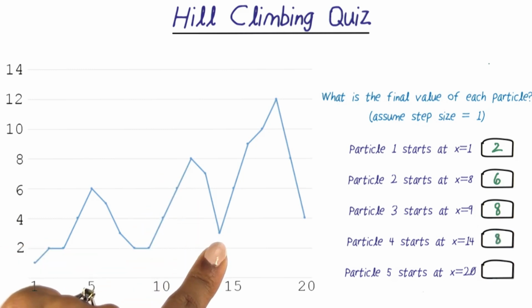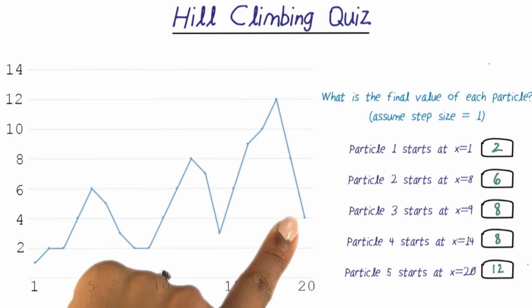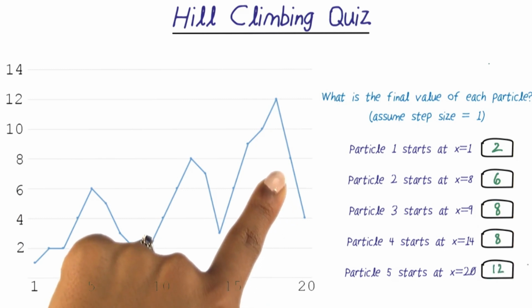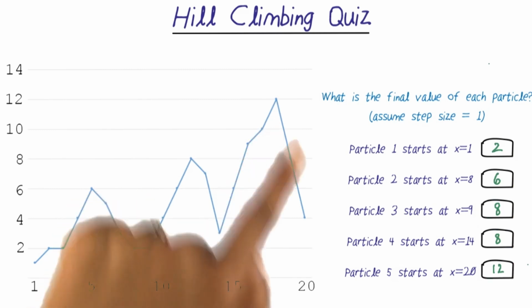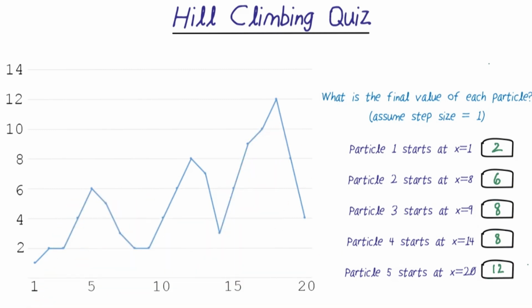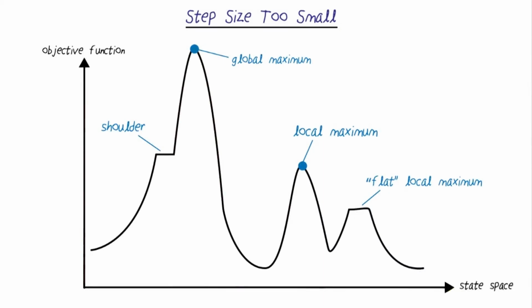Particle 4 starts at x equals 14 and also goes to the same local maximum. Particle 5 starts at x equals 20 and follows the positive gradient up towards the global maximum at y equals 12. Does hill climbing have any other problems we should worry about?